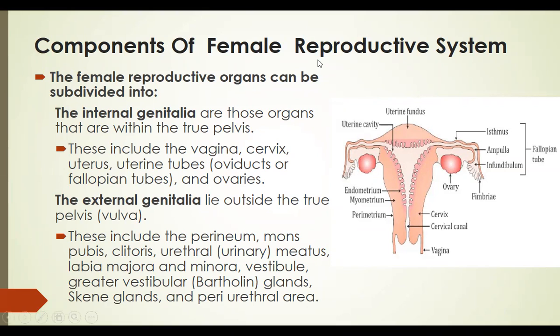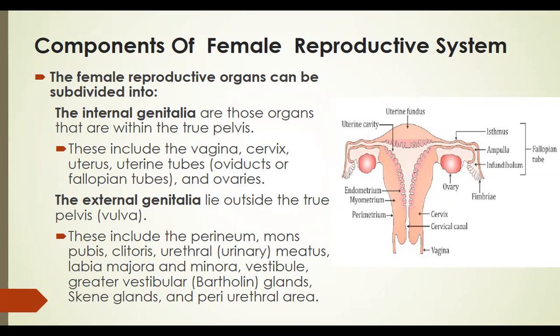Coming to the components of the female reproductive system, it is divided broadly into internal genitalia as well as the external genitalia. Internal genitalia are those organs that are within the true pelvis. Okay, these include the vagina, cervix, uterus, uterine tubes. Uterine tubes are also called the oviducts or the fallopian tubes, and the ovaries. All these are included in the internal genitalia.